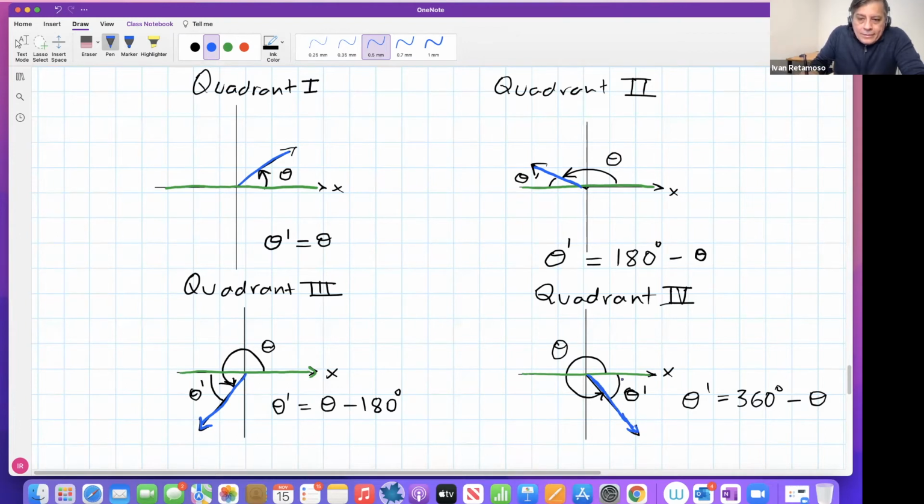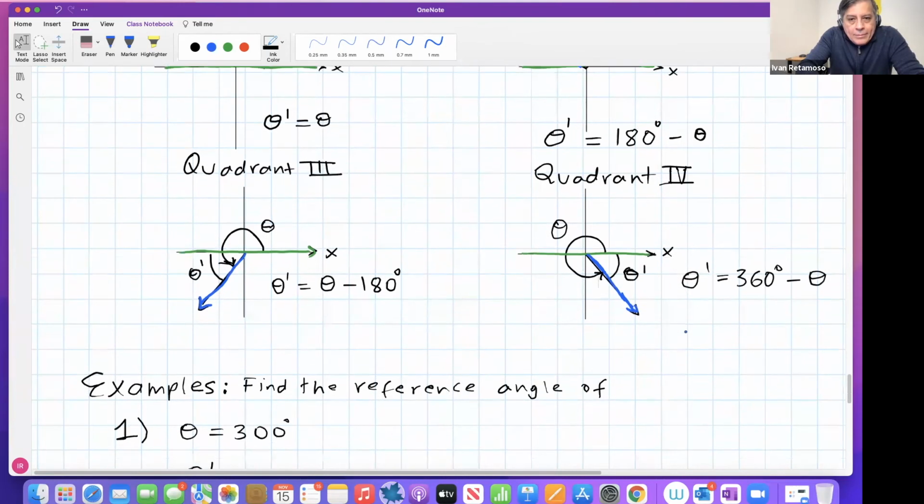All right, so this will be a full revolution, 360 degrees, minus the given angle, right? The 360 minus theta. All right, guys, so we have 4 formulas to compute our reference angles, or you can draw the diagrams from there. Naturally, you will know what to do, right? Or follow the formula.